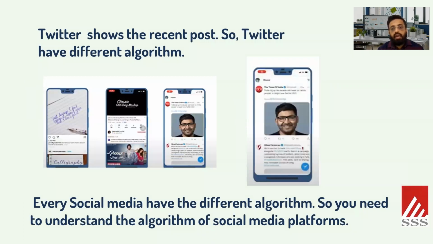Now coming to Twitter, Twitter shows the recent posts. So Twitter has a different algorithm. Even if you have seen some tweets related to a cricket match, when you come next to Twitter, Twitter will always show something new which has recently happened. So every social media platform has a different algorithm, and you need to understand how they work.